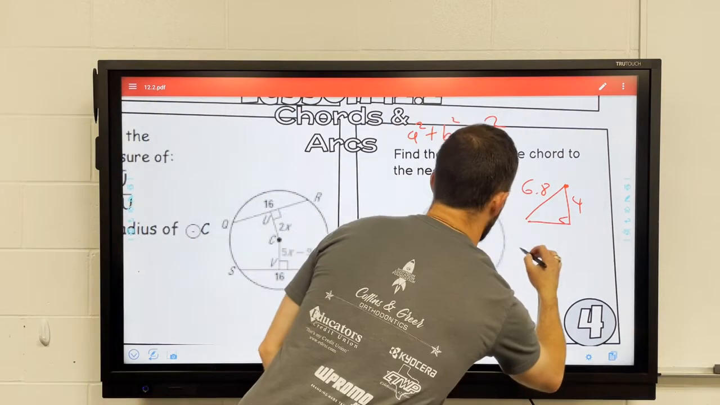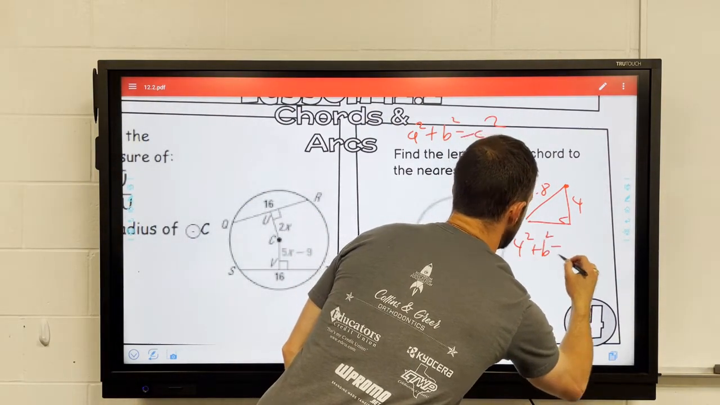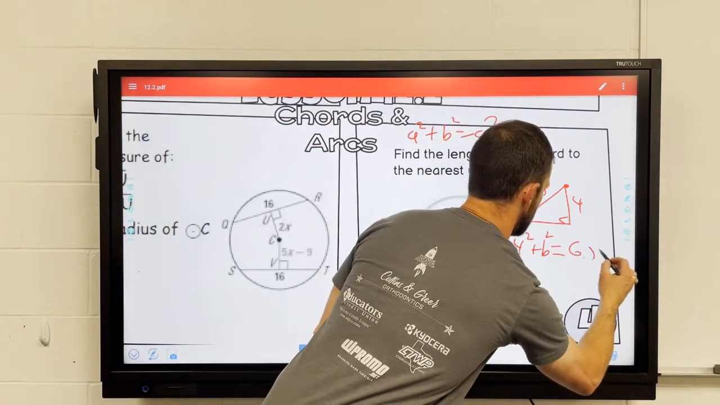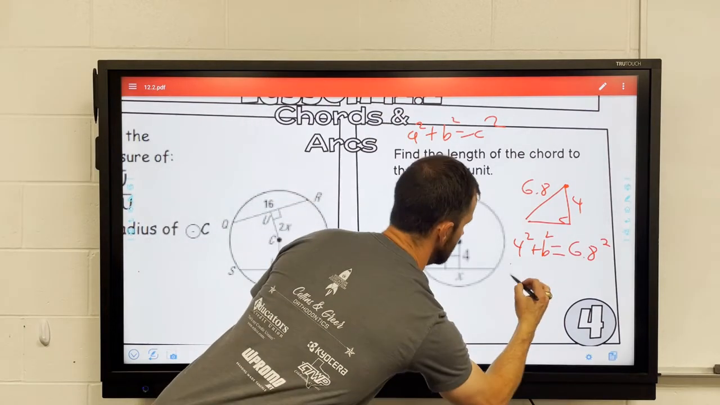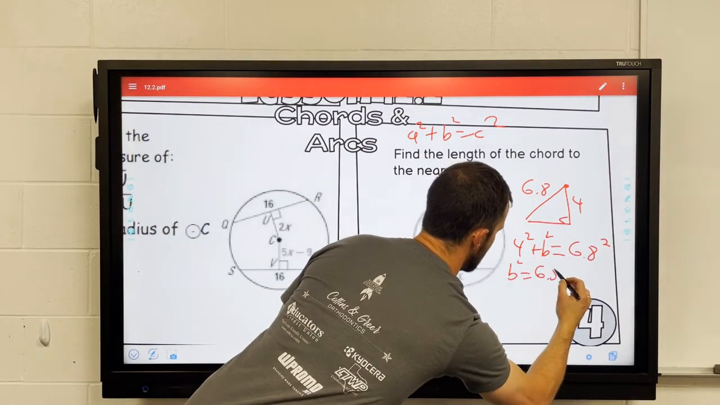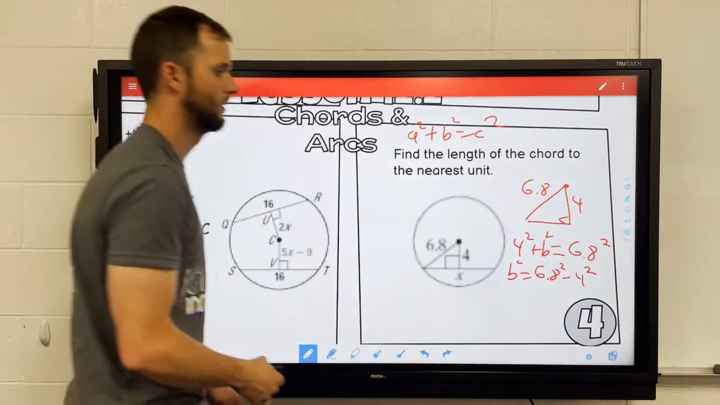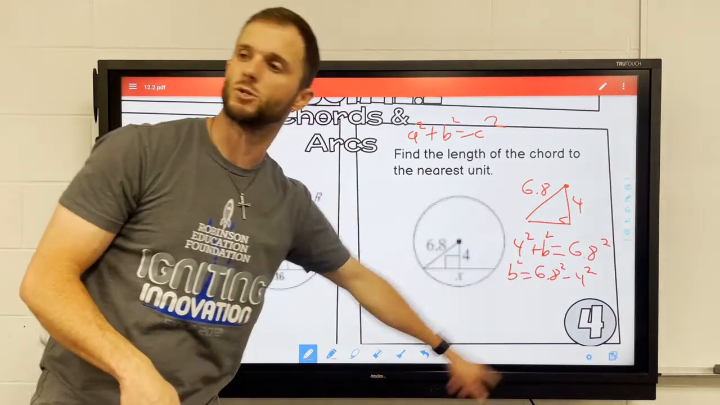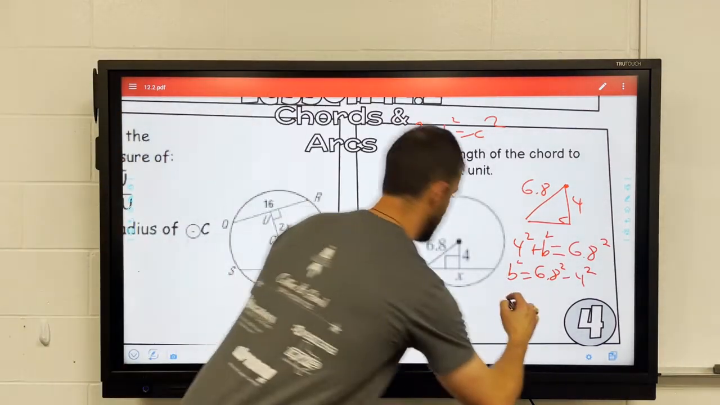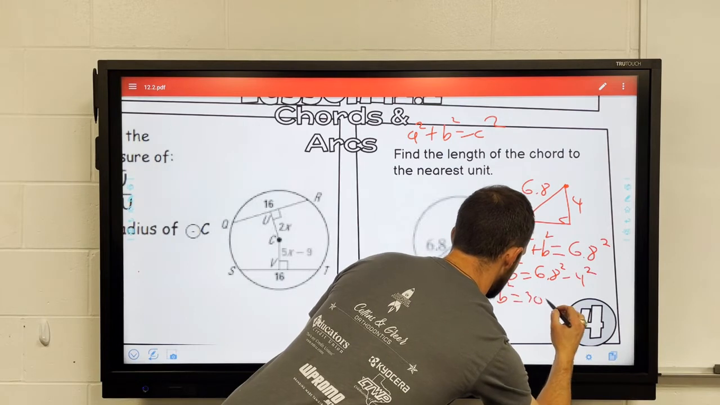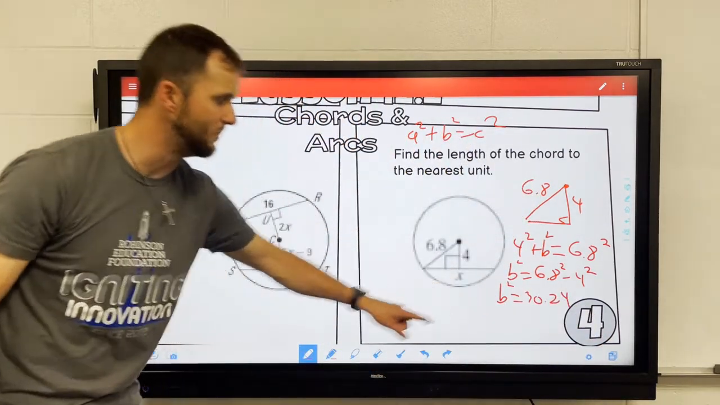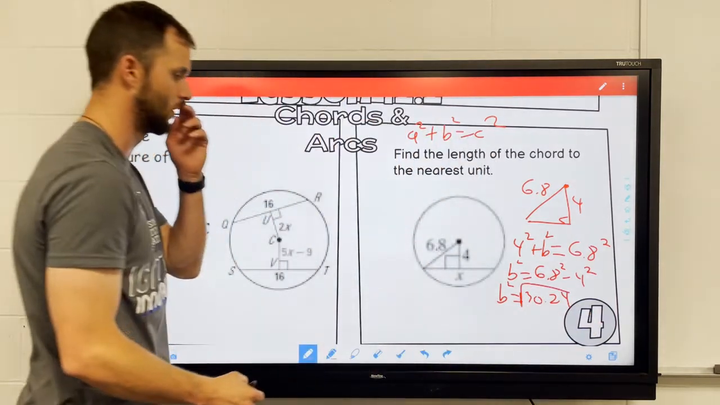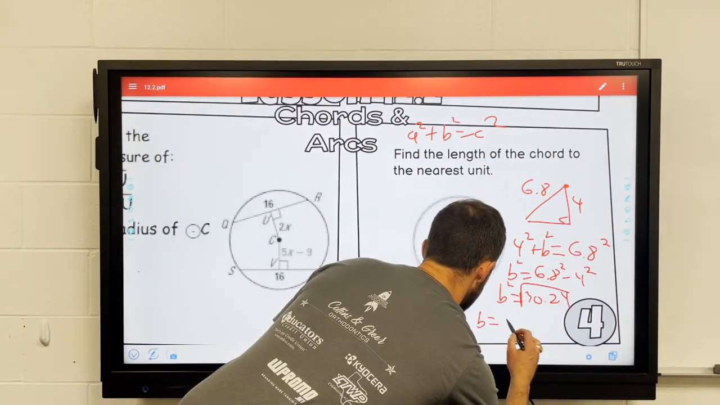So what is my a value right now? 4. Okay, so I can do 4 squared. I'm trying to find my b, and then what is my c value? 6.8. So literally what I can do here is b squared equals 6.8 squared minus 4 squared. Somebody in their calculator, I know you have one, do 6.8 squared minus 4 squared for me. 30.24. Okay, so b squared equals 30.24. Now what do I got to do to get b by itself? I got to take the square root. So somebody take the square root of 30.24 for me.